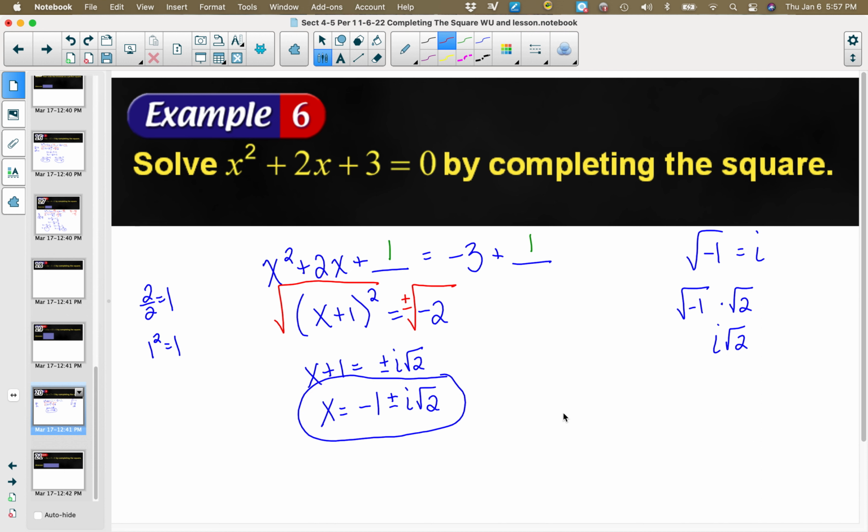Now I want you to think about what would be true if you graphed this parabola, the related parabola. If you graph this, you're going to find that there are no x-intercepts. It will not cross the x-axis. How do I know that? Because when I set it equal to 0 and solved the equation, we got imaginary solutions. So that's how we would know that it's not going to cross the x-axis.